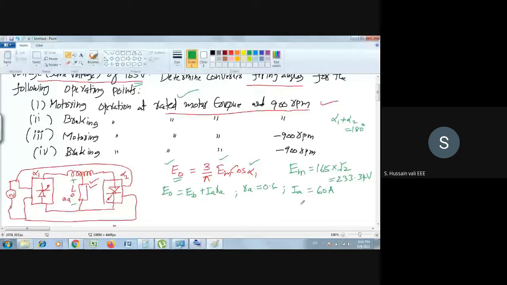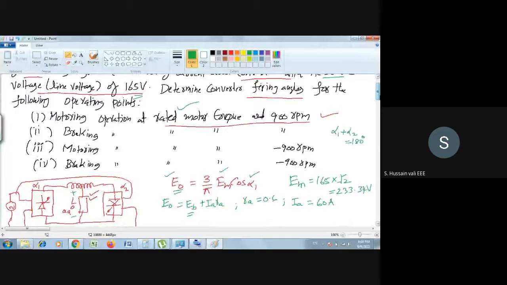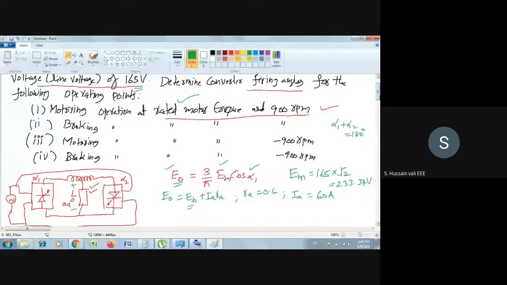Then EB, we need to know what EB is. EB he has not given, but how do we find it? EB is proportional to the speed. So what is the speed he has given here? At 900 RPM we have to find EB.